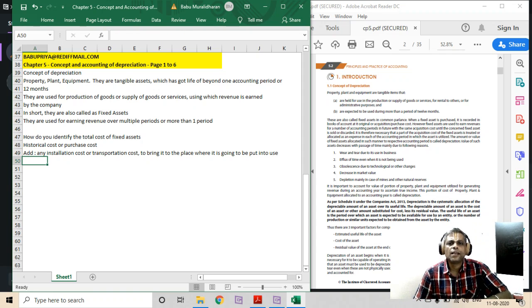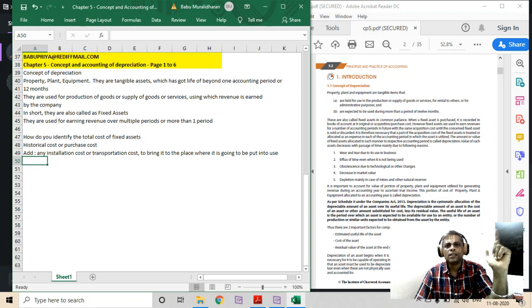Let's say a machinery is purchased from a supplier in Ahmedabad, and Bangalore is where the machine is going to be put to use. So the machinery has to be brought from Ahmedabad to Bangalore, and there's a transportation cost involved. Once the machine reaches Bangalore, it will be installed in the factory where it's going to be used. So there's the installation cost, and some laborers or wages will be incurred in putting the machine into workable condition.